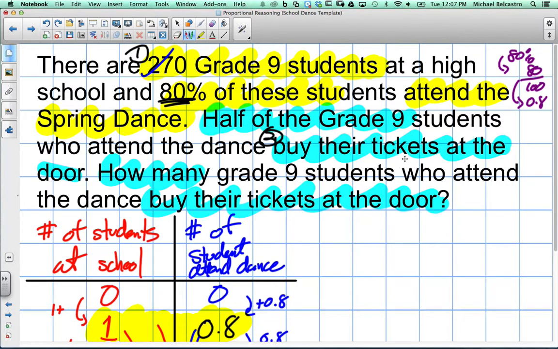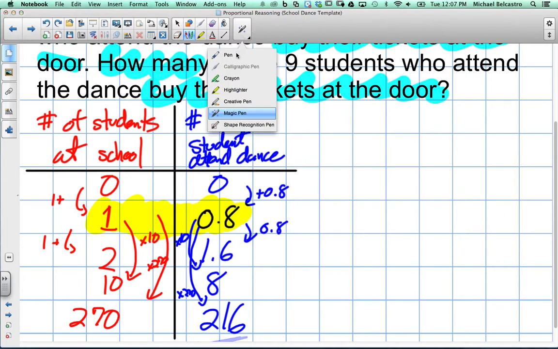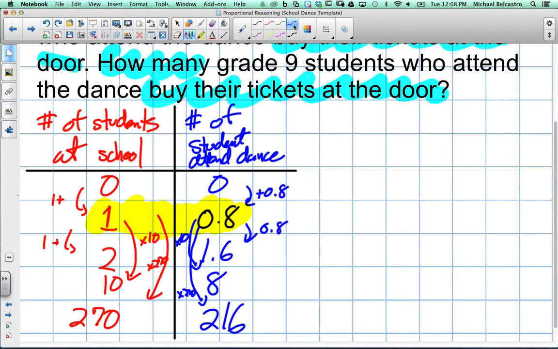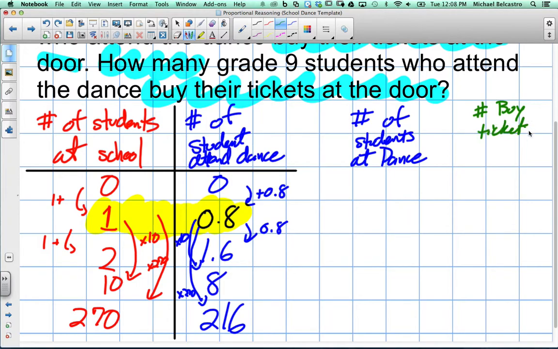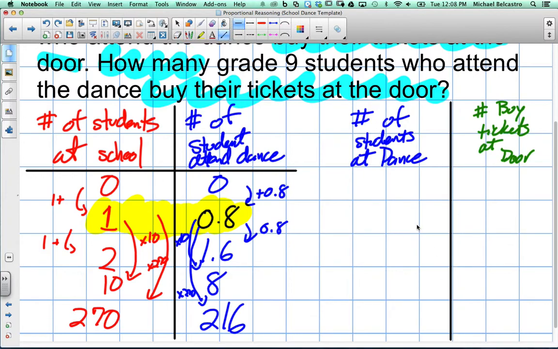Part 2, half of the grade 9 students buy tickets at the door. So we're going to set this up again. Number of students at the dance, it's our second table, and then the second part is number who buy tickets at the door. Good. So again, we're setting up our table, and we have a very similar type of relationship. If there are 0 students at the dance, how many of them buy a ticket at the door? Oh, that's none of them.